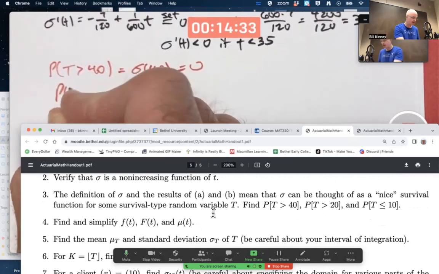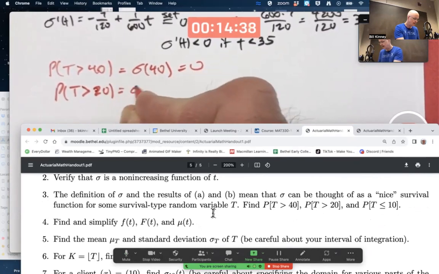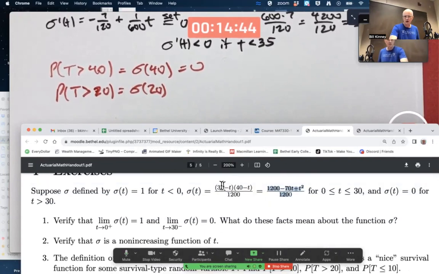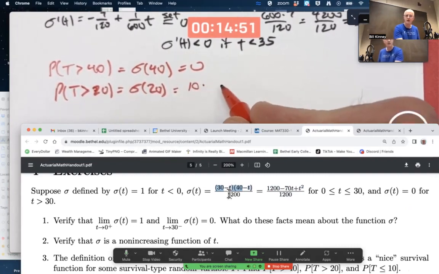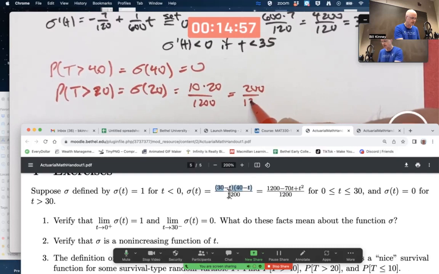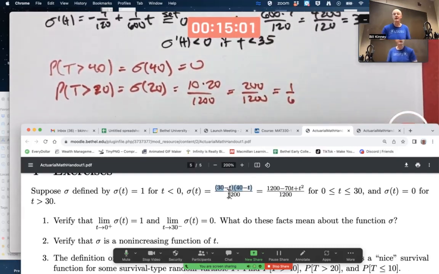More interesting is the probability that t is bigger than 20. That'll be sigma of 20. And we can use any one of the formulas that we have. Probably easiest to use this one. So we have 30 minus 20 is 10 times 40 minus 20 is 20 over 1200. That'll be 200 over 1200, 1/6 would be the probability that t is bigger than 20, for example.